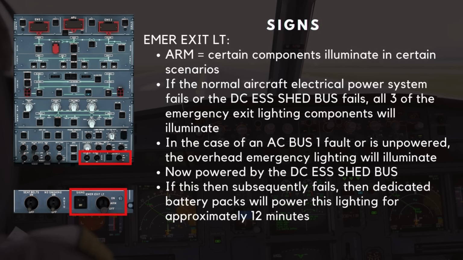When in the arm position, certain components illuminate in certain scenarios. If the normal aircraft electrical power system fails or the DC essential shed bus fails, all 3 of the emergency exit lighting components will illuminate.